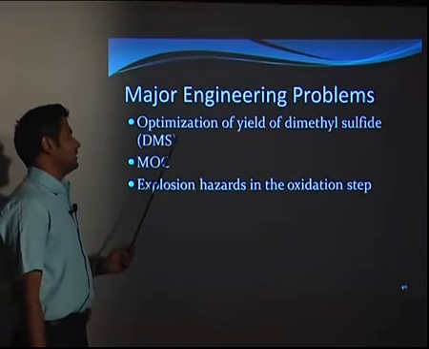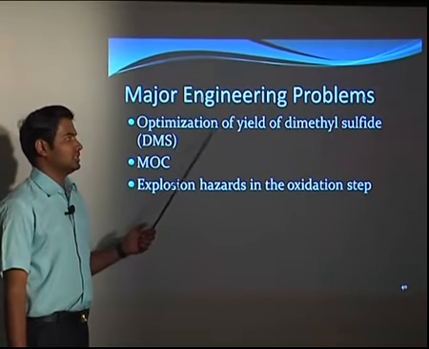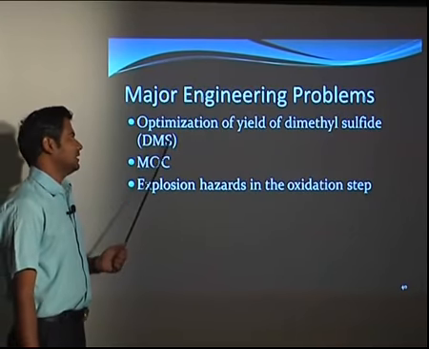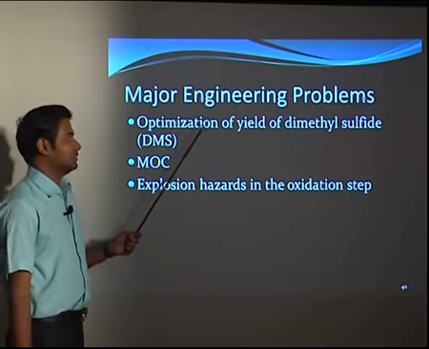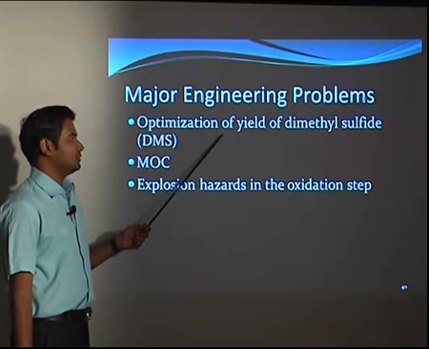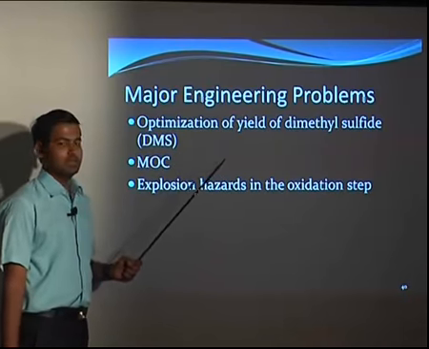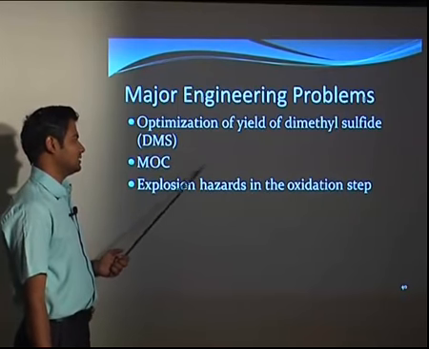Here the problem is the optimization of yield of dimethyl sulfoxide. We have to see how to get the maximum yield of dimethyl sulfide, that is DMS, from the lignin, as the liquor contains more chemicals in amount, so we have to go for this. Then for material of construction, as they are corrosive, we have to use stainless steel.